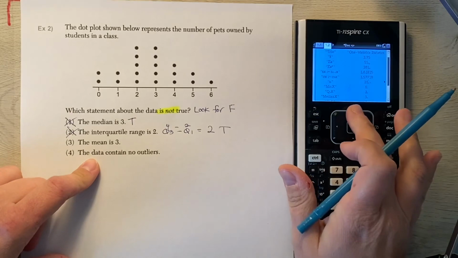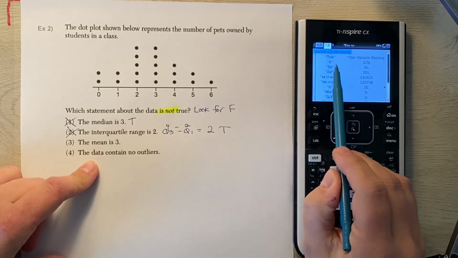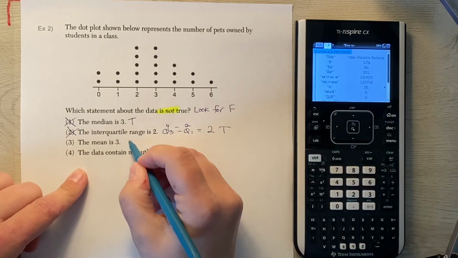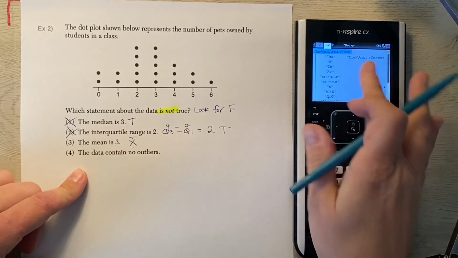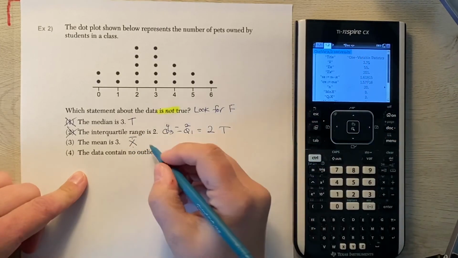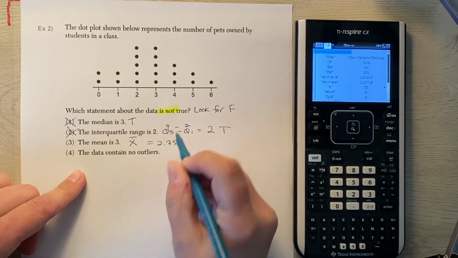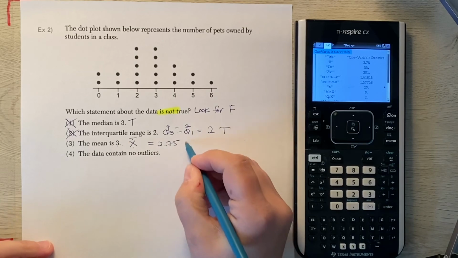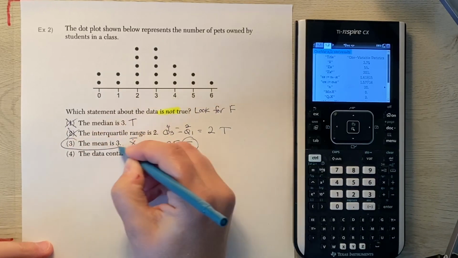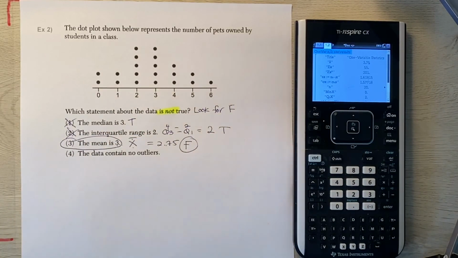The mean is 3. Let's scroll up. The mean is X bar, X with a bar over it. That's 2.75. That is not true. This is false. Therefore, our answer is choice 3.